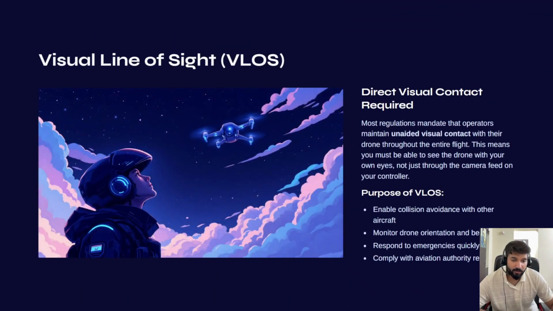Another important rule involves visual line of sight, often referred to as VLOS. Most regulations require the drone operator to keep the drone within their direct visual line of sight during flight. This means the operator should always be able to see the drone without relying only on the camera feed.